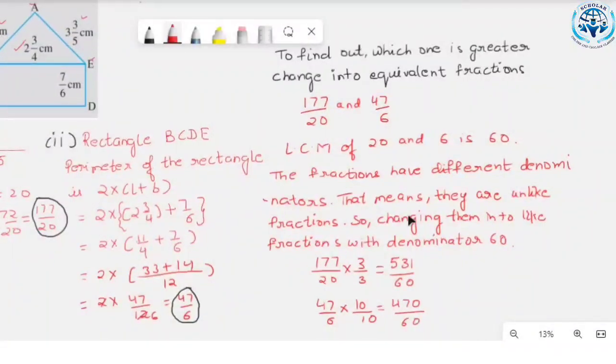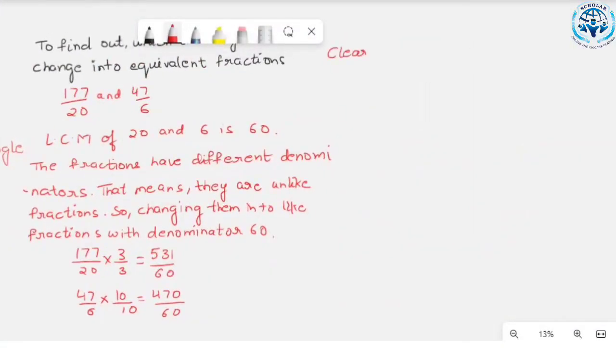The two fractions are 531 by 60 and 470 by 60. Which one is greater? Clearly 531 upon 60 is greater than 470 by 60. That means the perimeter of triangle is more than the perimeter of the rectangle.